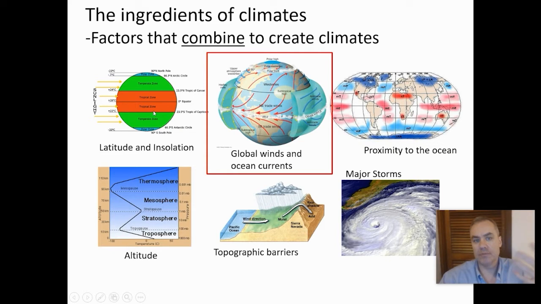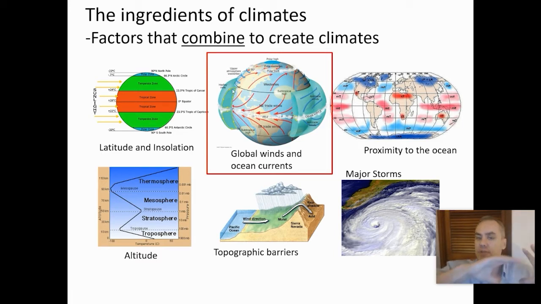And of all of them, we know that the amount of insolation that you get from the sun is the number one factor, right? Whether you're in the tropics, you get lots of energy from the sun, or the poles, you get less. That's the number one factor. But the second most important factor of all is the global winds.